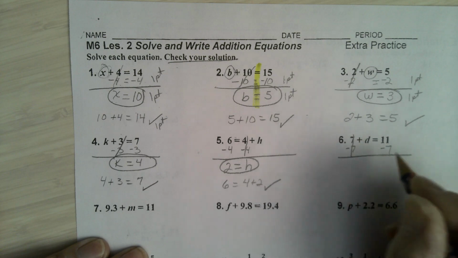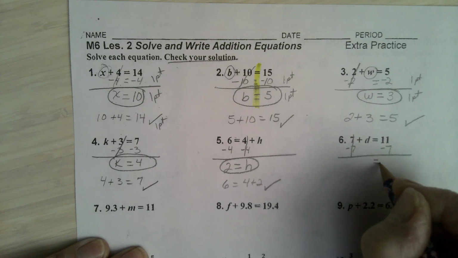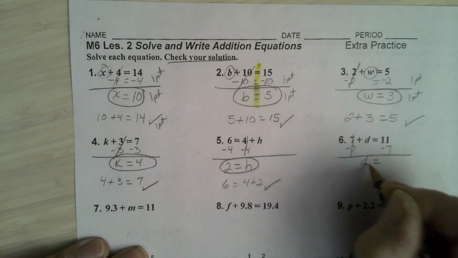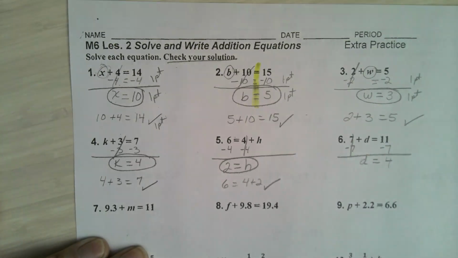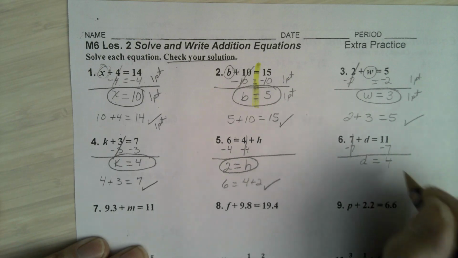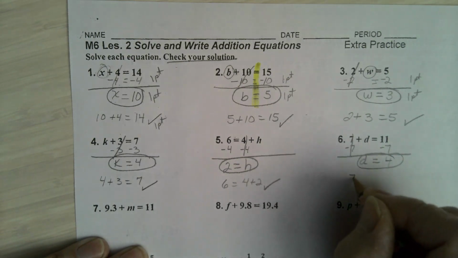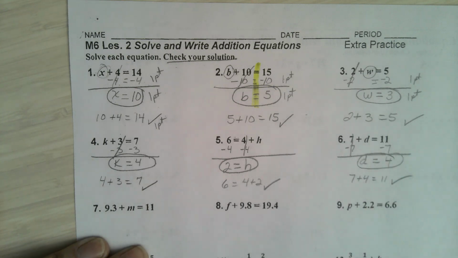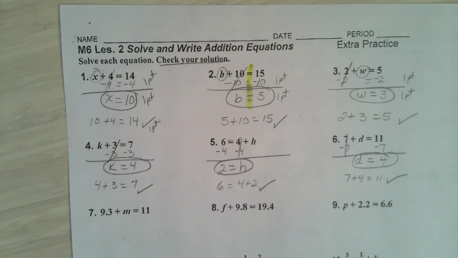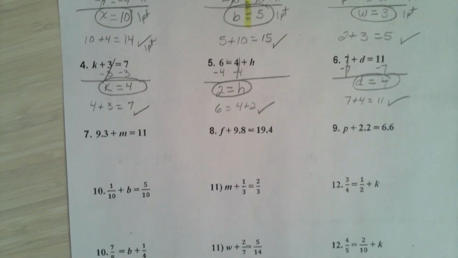Draw your line and cancel. Put your equal sign. Bring down your variable D. 11 minus 7 is 4. Does 7 plus 4 equal 11? Yes, it does. Now we're going to do the decimal problems.